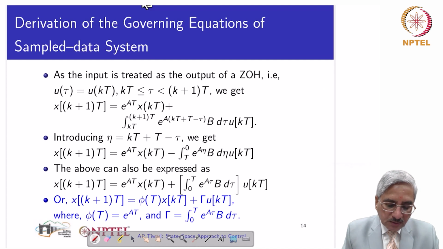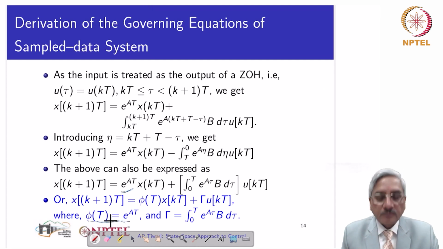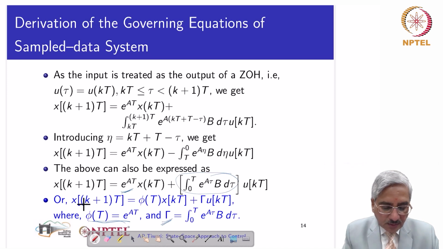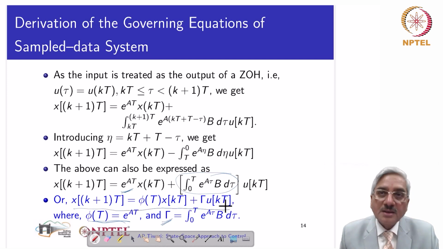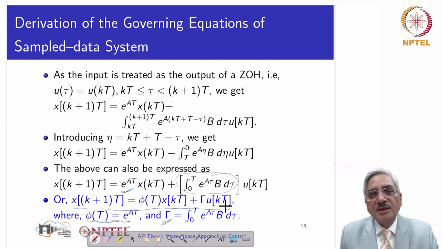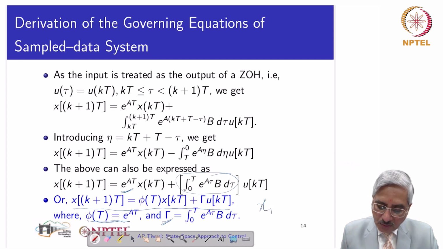Now what we do is that this e power AT is denoted as phi(T), and this integral is denoted as gamma, and then we get the state equation for the discrete time system corresponding to the continuous time system sampled at the rate 1 by T as this one, which you will find sometimes written as x(k plus 1) equals phi x(k) plus gamma u(k).